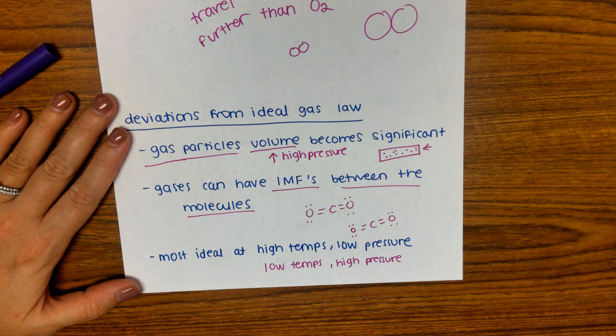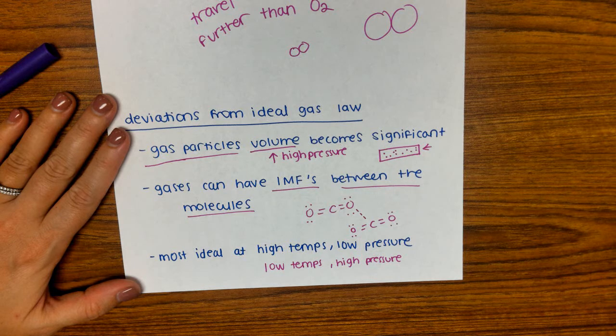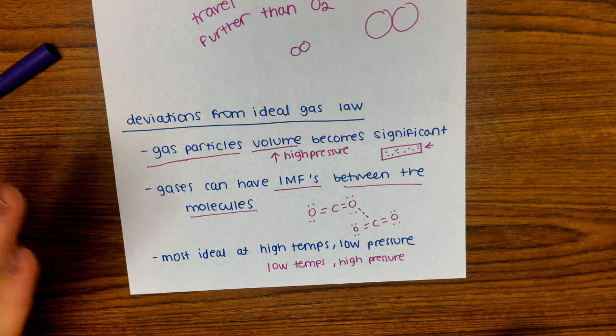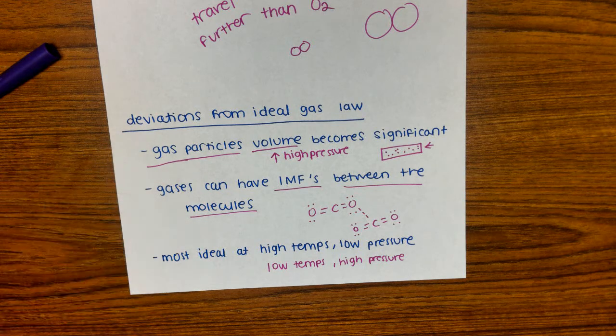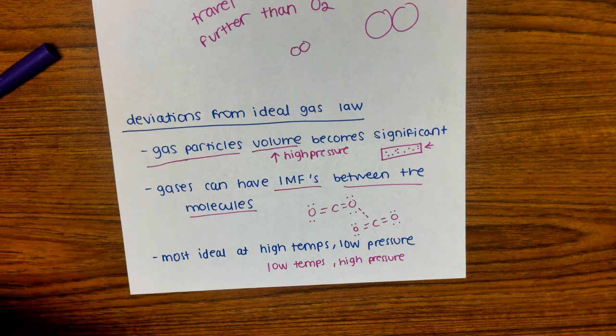That slows them down just a little bit more, and now they're not going to collide with the walls as much, which will change the pressure value from what the ideal gas law says it should be. Because they're attracted, they're not going to hit with as much force because they're being attracted to one another, and they're not just flying around free.